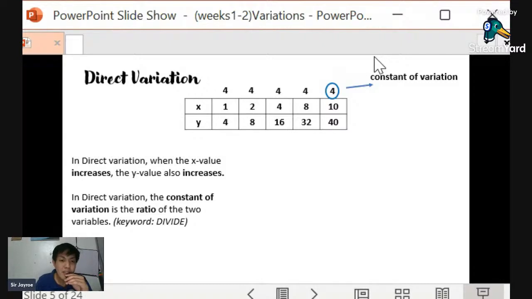Ang una, take a look at the behavior of x and y. Pareho bang umangat? Pareho bang nag-increase? Or parehong nag-decrease? Kung parehong nag-increase at saka nag-decrease, so initial conclusion is that is direct variation. Now, we're going to check for the constant of variation. For direct variation, we're going to divide. Okay? At kapag pare-pareho yung lumabas nung nag-divide tayo, so we can conclude that it is a direct variation.